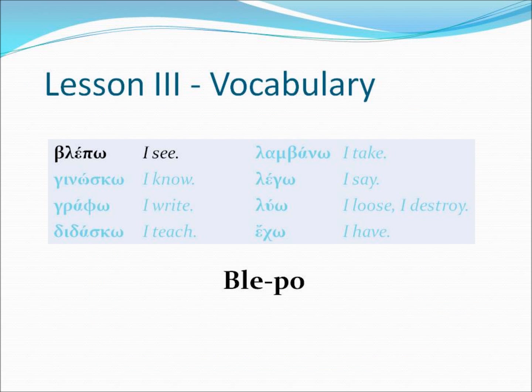The first word on our vocabulary list is the word blepo. Translated into English, it means I see. Blepo. It's beta, lambda, epsilon, pi, omega. You're going to see accents above the vowels. Don't worry about them. We're not going to place an emphasis on them right now. But we're going to just memorize the Greek word. Blepo.